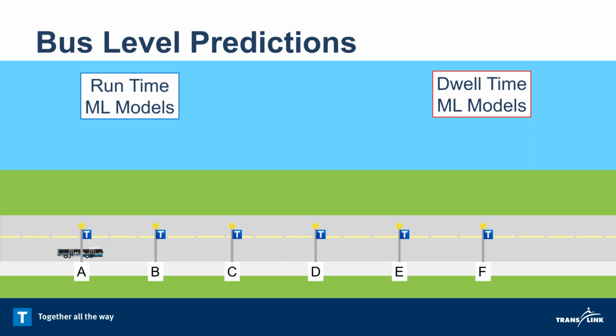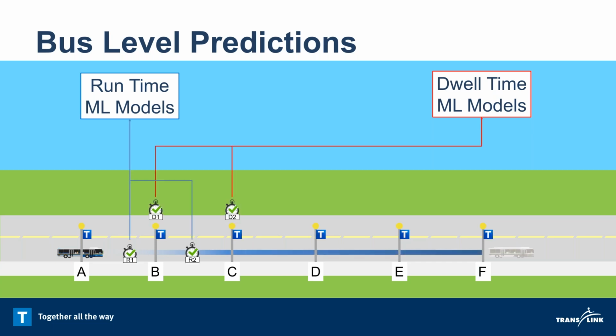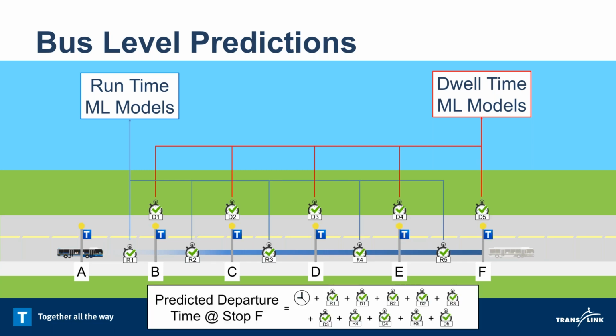So let's put this into a picture. It'll make things a little bit clearer. This is what the bus level prediction looks like in action. Remember, the bus level prediction is an aggregate of all our model level predictions for that route. So if I'm a rider at stop F, the prediction I get is the sum of all the run and dwell times plus the current time. These individual times are updated every time the AVL system is updated by any bus on the route. So when the bus leaves stop B, the system will recalculate all of the subsequent run and dwell times, and then I'll get an updated prediction.